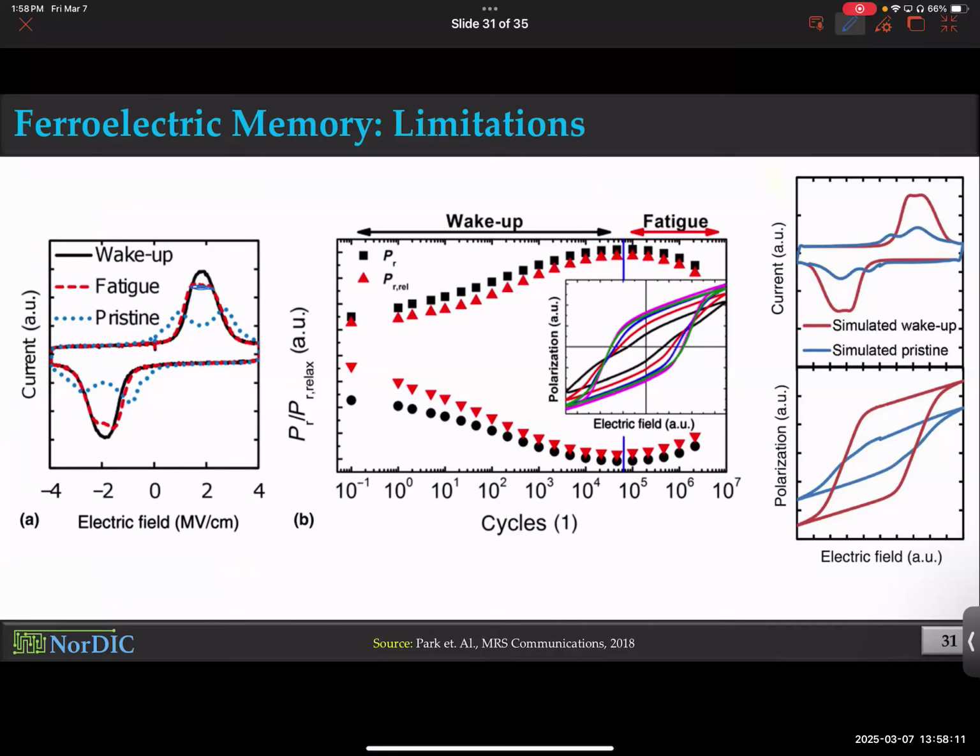It's not the end of the world, but you cannot really shoot for the peak performance from ferroelectric memory because it will quickly be fatigued. Are you all good so far with it? Yes.